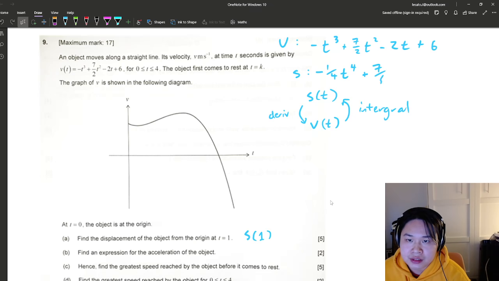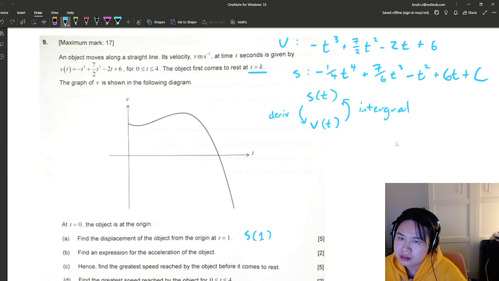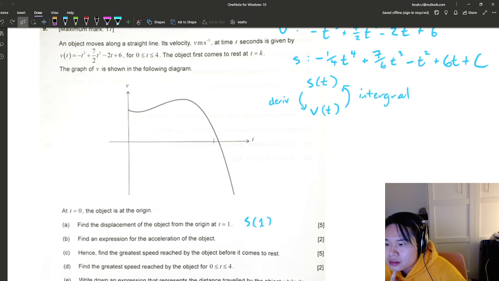This is going to be 7 over 6 t to the power 3 minus t to the power 2 plus 6t, and then there's a constant, and we should find out what the constant is. How we do that is we need to use this piece of information, right? Wait. Oh, wait, no, here.